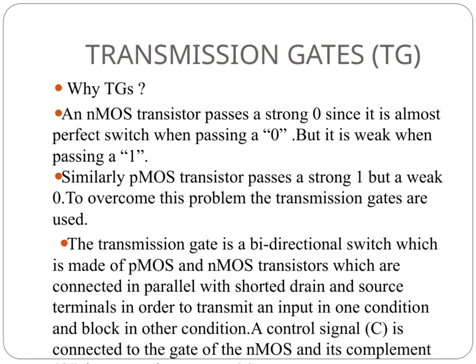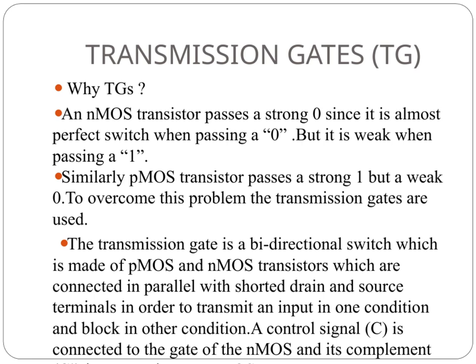However, it struggles when passing a high signal or a 1, making it weak in that case. On the other hand, a PMOS transistor works the opposite way. It passes a strong 1 but a weak 0. To solve this problem, transmission gates combine both types of transistors.